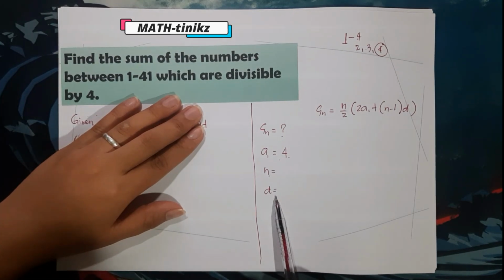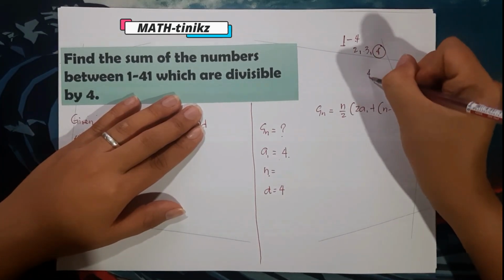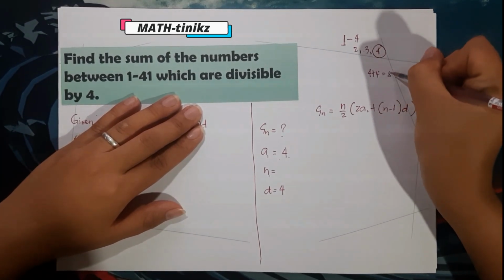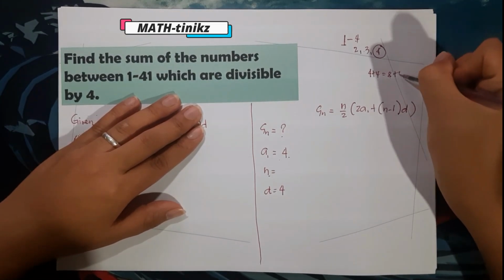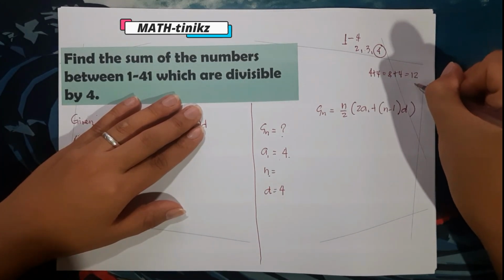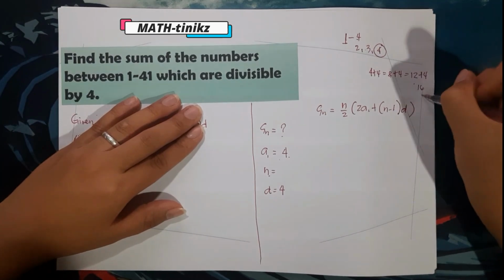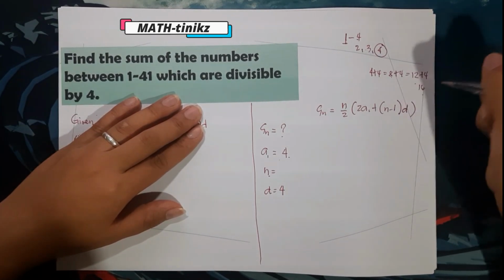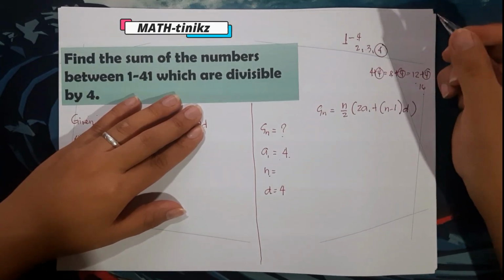So, the common difference is 4. Why 4? Because when we add 4 plus 4, that is equal to 8. And 8 is divisible by 4. And we add another 4 that is equal to 12. And 12 is also divisible by 4. And we add another 4 that is equal to 16. And 16 is divisible by 4. Therefore, 4 is our common difference.